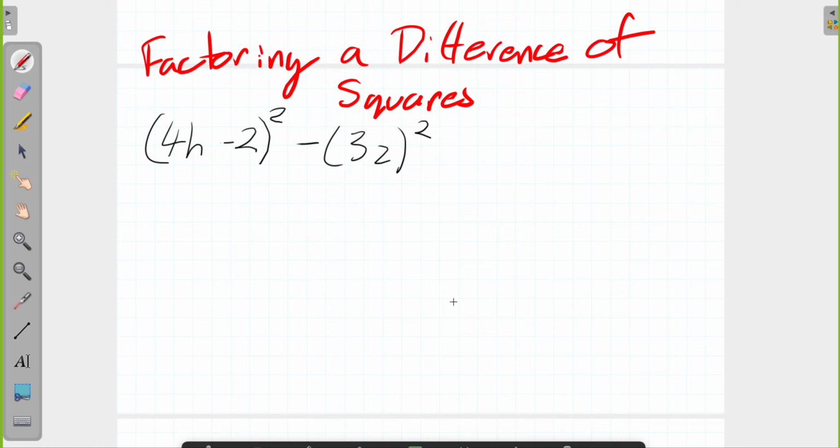Okay, so we have another difference of squares here. The very first thing I'm going to do is, if we know this is a difference of squares, our two terms in the binomial are a little more complex than we're used to working with. So I'll very quickly say, let x equal 4h minus 2, and let y equal 3z. I can put them in brackets or not, it doesn't matter. I'm going to put three horizontal lines, which means an equivalent statement.